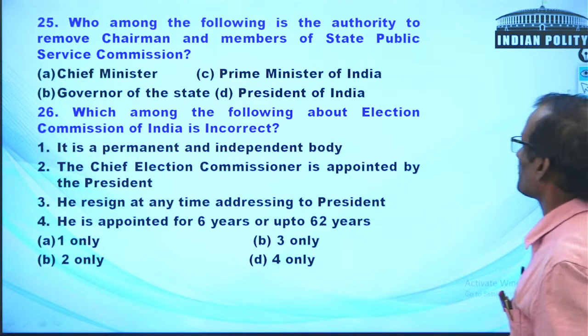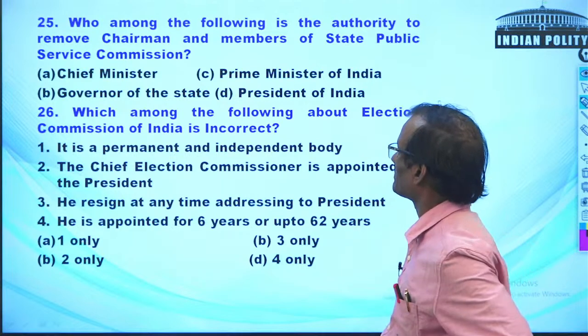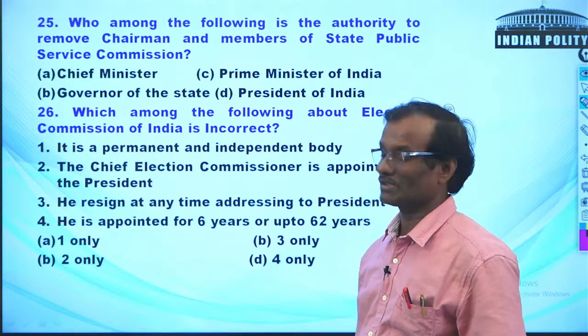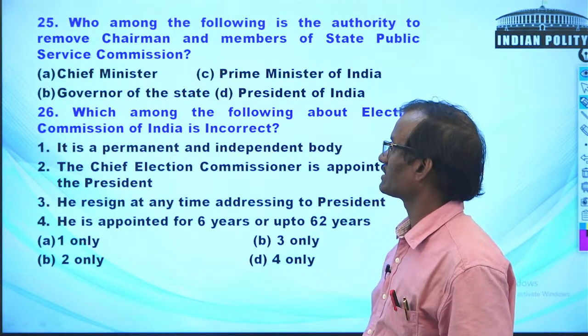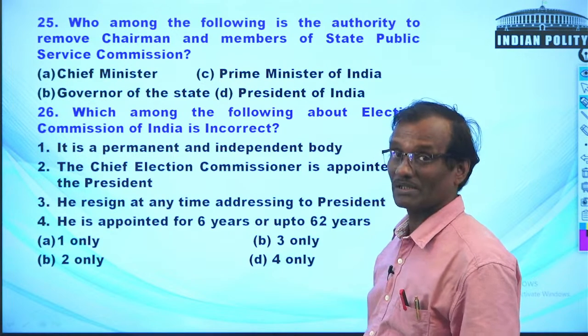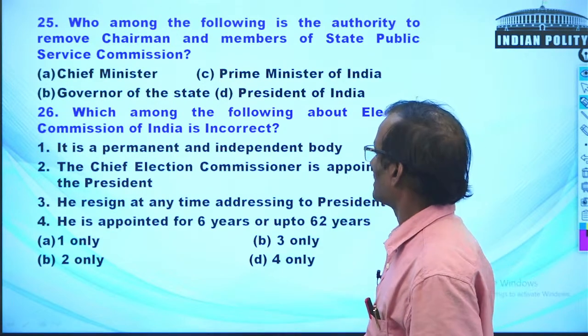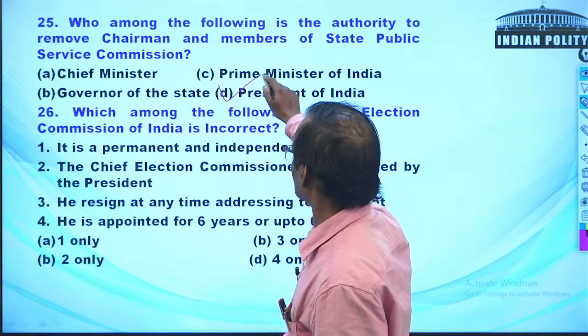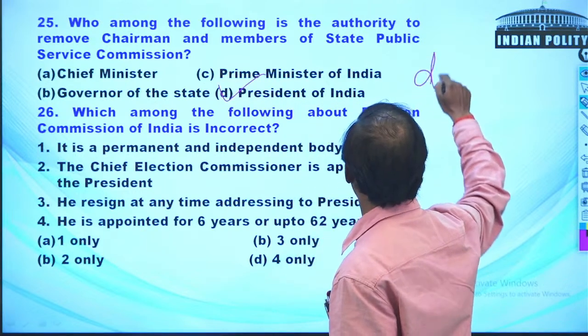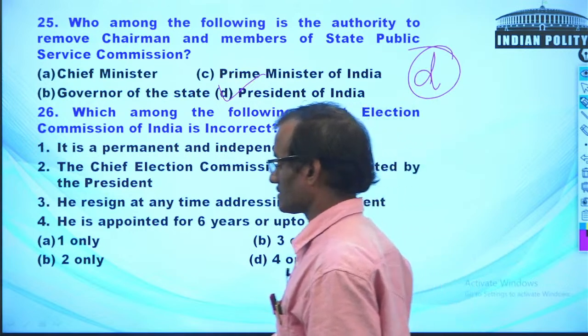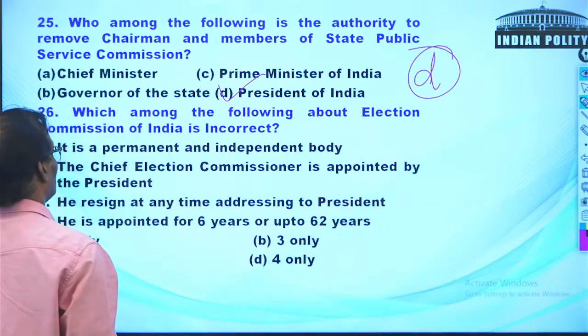Okay, so who among the following is the authority to remove the chairperson and members of the State Public Service Commission? The State Public Service Commission chairperson and members are appointed by the governor, no doubt, but they are removed by the president in the same manner as UPSC chairperson and members are removed. So they are removed by the president, not the governor.